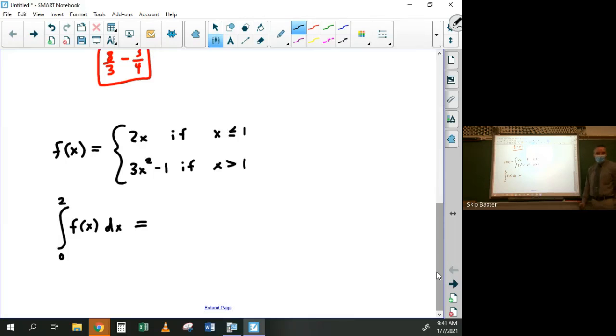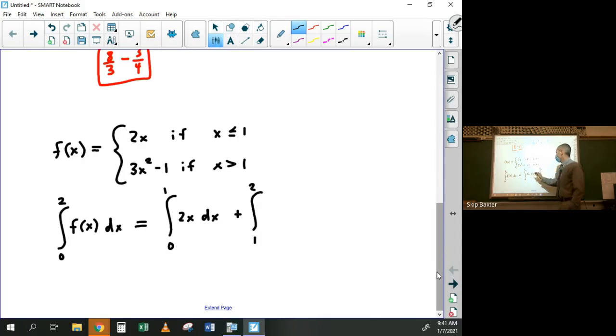So the place where this function changes is at 1. So we're going to integrate from 0 to 1. What's the function that's going to be in that integrand? Yeah, 2x. It's the function that is defined to be f of x on that interval, 2x, plus the integral from 1 to 2 of the other function, 3x squared minus 1. And then you get the idea from there. Any questions? Anyone want me to actually do it from there, or you're good?